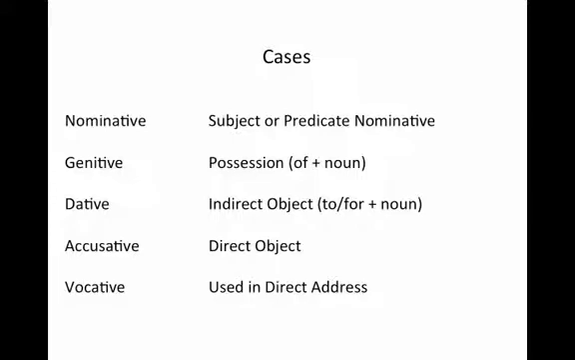So whereas in Latin, we'd use the ablative for many of our prepositions, in Greek, prepositions will take any case from the genitive through the accusative, and you just have to memorize which goes with which preposition. So, looking at these, our nominative is used for our subject or our predicate nominative. The genitive is still used for possession, and we'll translate that of plus the noun. The dative is used for the indirect object, and we'll translate that as to or for plus the noun. And the accusative is used for the direct object, and of course the vocative is direct address.